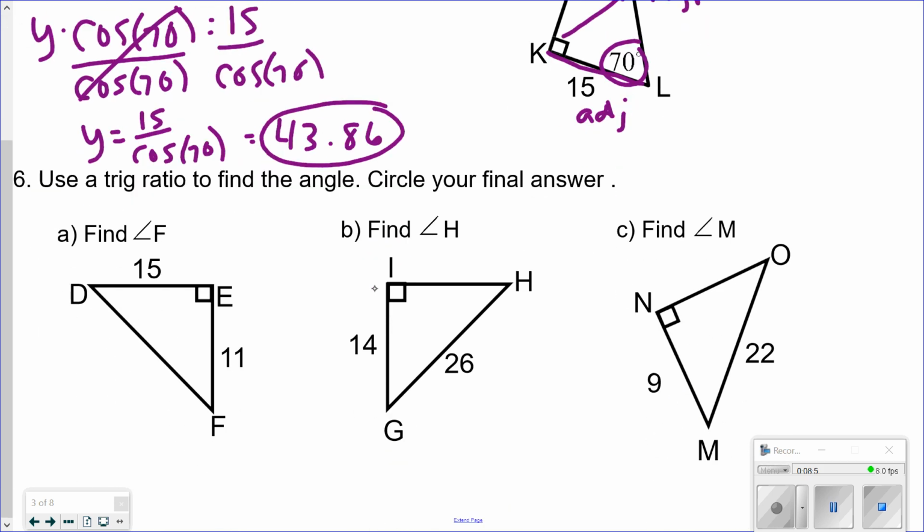Use a trig ratio to find the angle and then circle your answer. Since we're working with angles, we're going to use inverse trig functions for this. So first I need to figure out what is angle F. So I'm given this side, which would be the adjacent side to angle F. I'm given this side, which is the opposite side. So in this case, I'm going to use tangent.